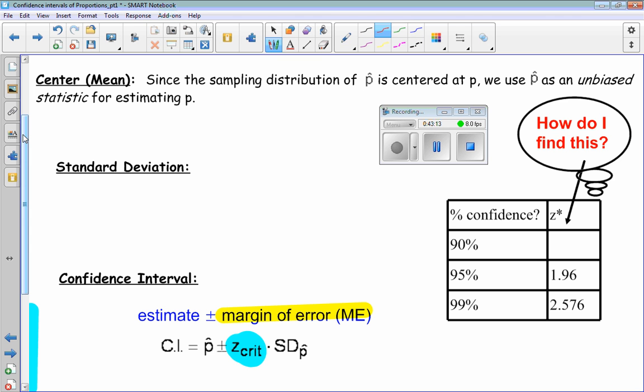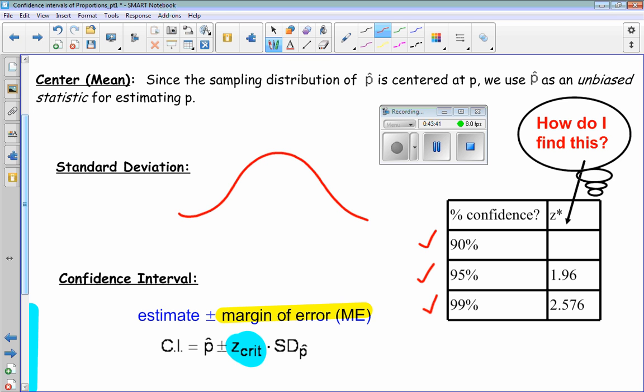How do I find this number? I told you it was 1.97. It's 1.96, sorry. Whatever. These values here. Honestly, I'm going to show you how to find them by hand, but you need to memorize. Often we say 90%, 95%, and 99%, and it's easy to just memorize the critical values that go with them: 2.576, 1.96.